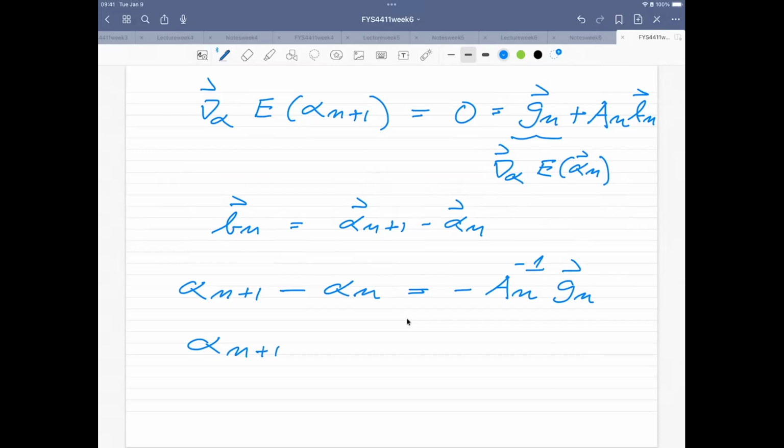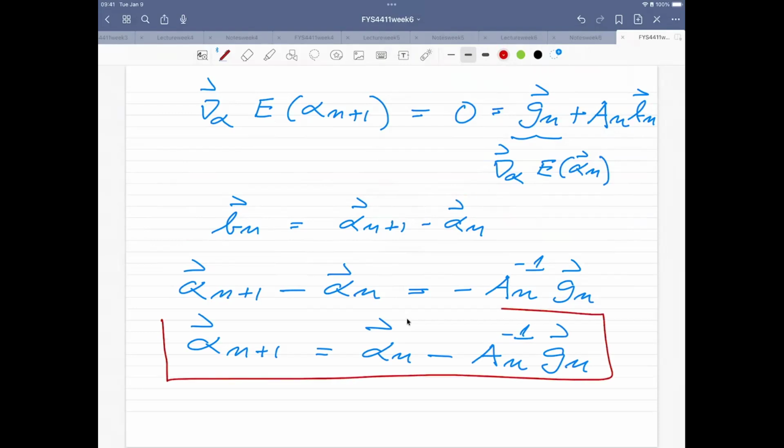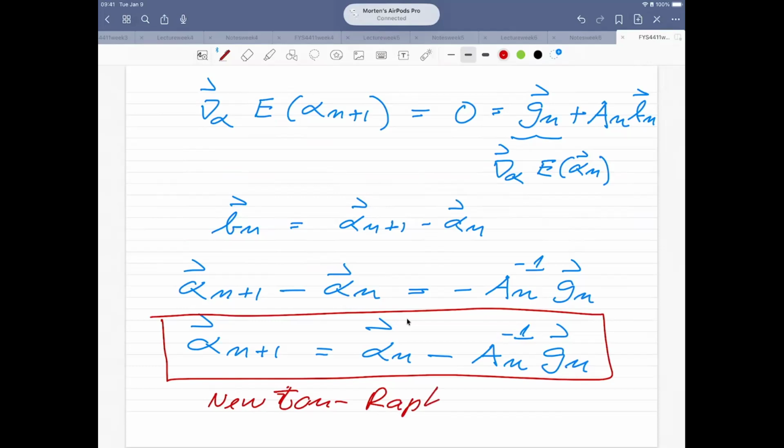So we have alpha n+1 is equal to alpha n minus, and now we should be a little bit careful because we should put vectors on this, minus this matrix times the gradient here. This is nothing but Newton's iterative method, or the Newton-Raphson iteration. And this is something you've seen many, many times.